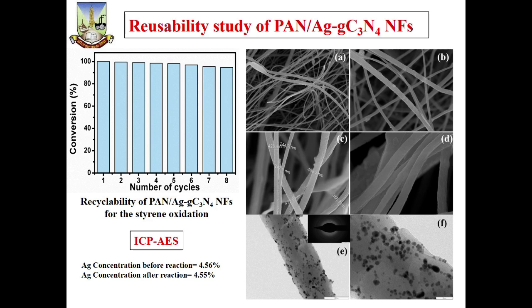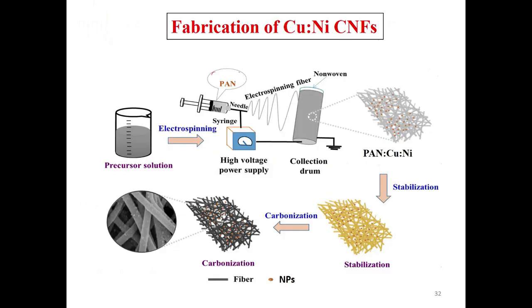And when we did the ICP-AES study, the Ag concentration before the reaction was 4.56%, but the Ag concentration after the reaction remains the same, 4.55%. Only a marginal change in the concentration was observed.